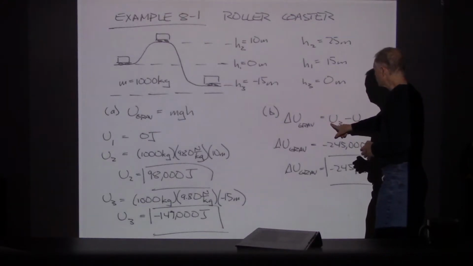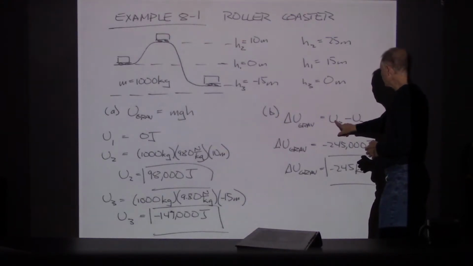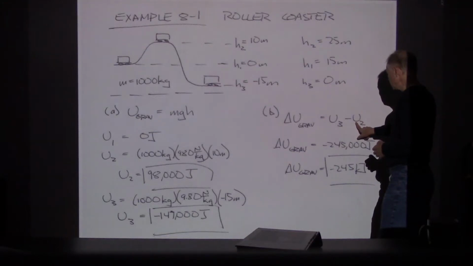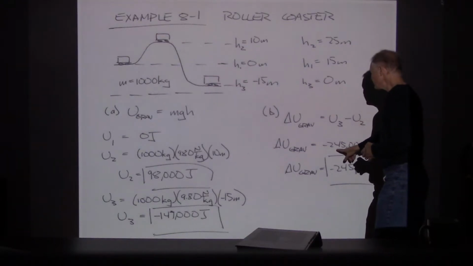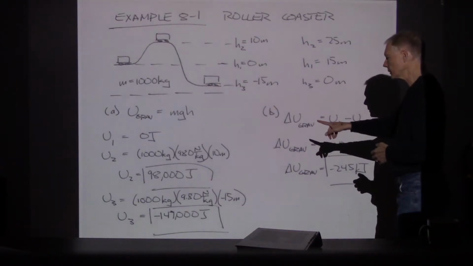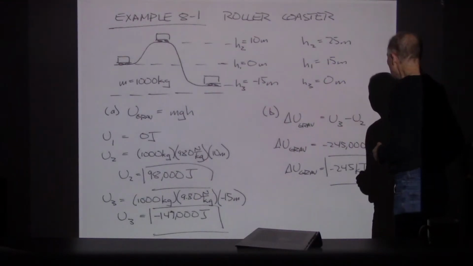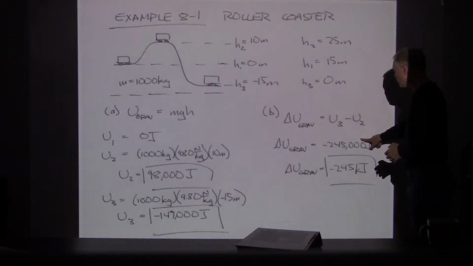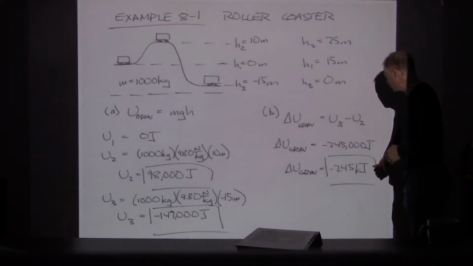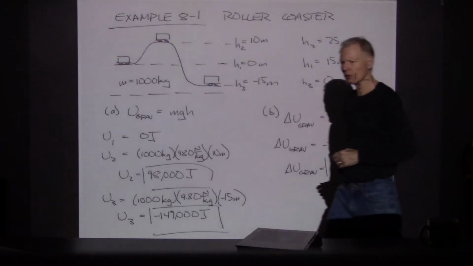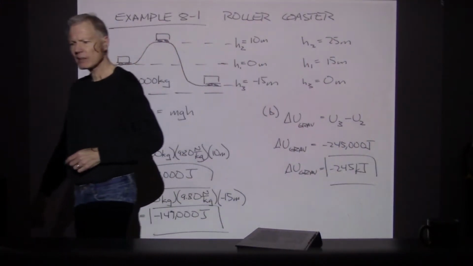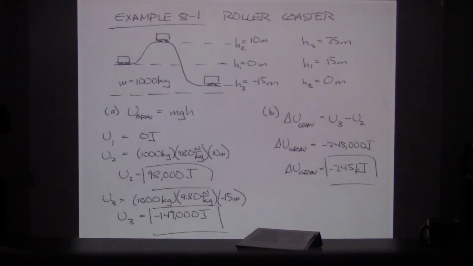So here what we're going to do is take our final potential energy minus the initial potential energy. Now this works out to be, if I take U3 and subtract off U2, we see that that's a drop of 245,000 joules. I'm going to start using kilojoules here so I don't have to carry around all these zeros. But that's going to be a potential energy drop of 245 kilojoules of energy.